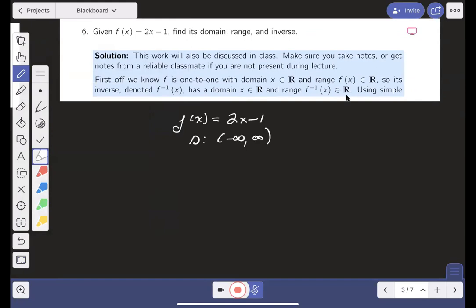No divisions, no even root problems. Its range, well, we just did its graph. It's minus infinity to infinity. I'm not going to find its inverse. Before I do that though, I want to emphasize to you, we call it f inverse, we don't know it yet.